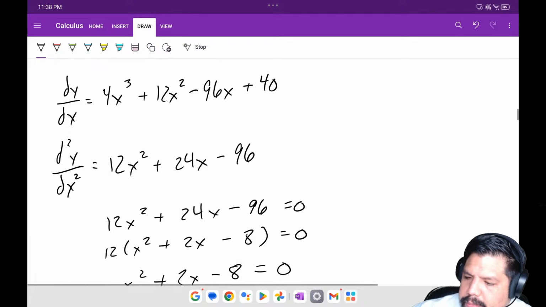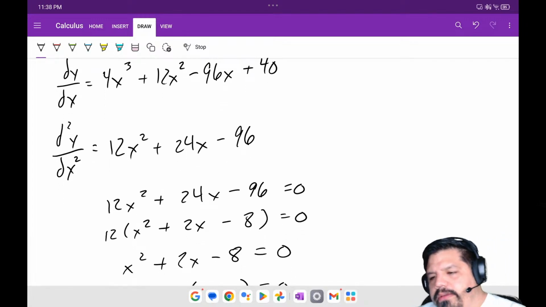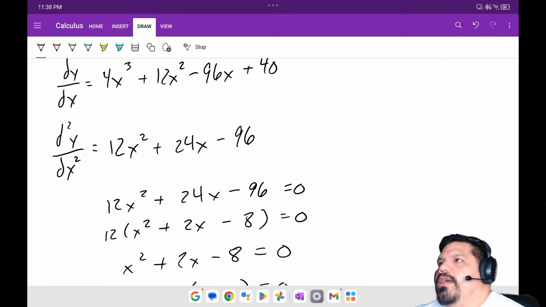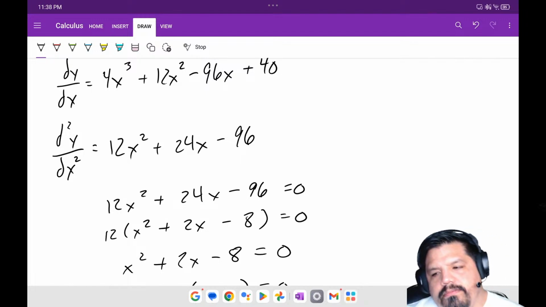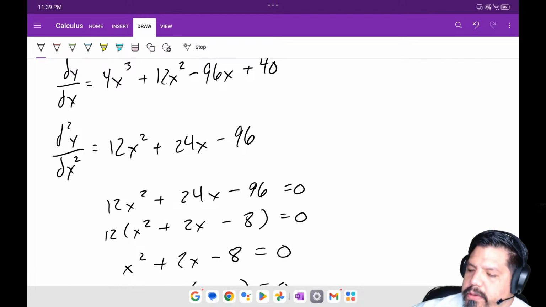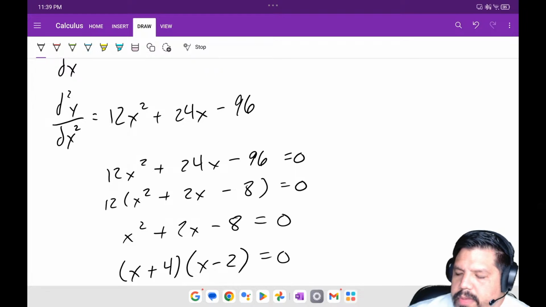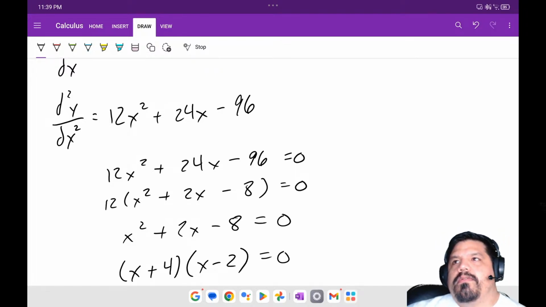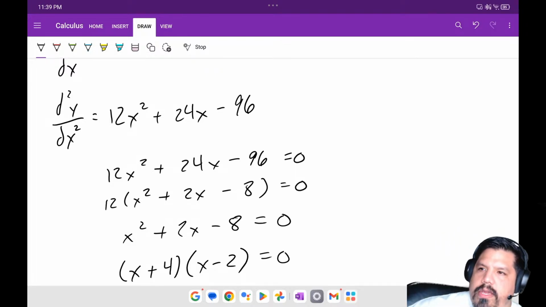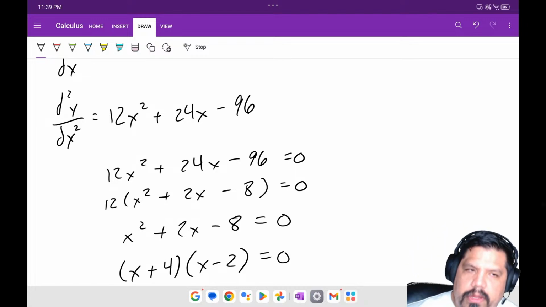0 over 12 is 0. You're left with this. This is actually factorable, right? Positive 4 and negative 2. So it'd be x plus 4 is a factor and x minus 2 is a factor. We can write that in factored form. Thanks to the zero property rule, we can put these each separately equal to 0 and solve for x.